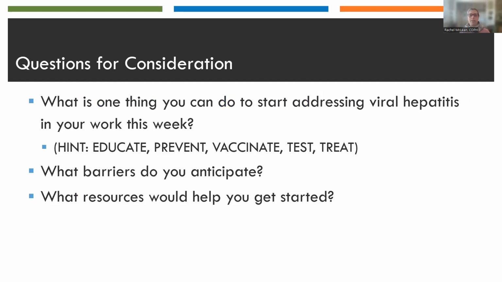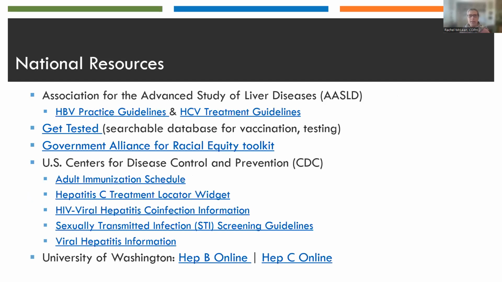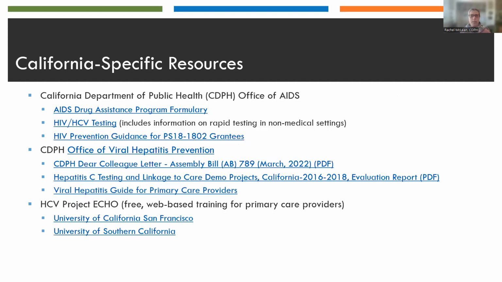So I know that was a lot of information. I would just encourage you all to think about, what is one thing you can do to start addressing viral hepatitis in your work this week. Think about what barriers you anticipate, what resources would help you get started. I have a ton of resources in my slides, which I'm hoping the organizers can send out. There's clinical guidelines, free training, resources on where to find testing and treatment, information about the formulary for ADAP, dear colleague letters on the laws that I talked about, all kinds of stuff.